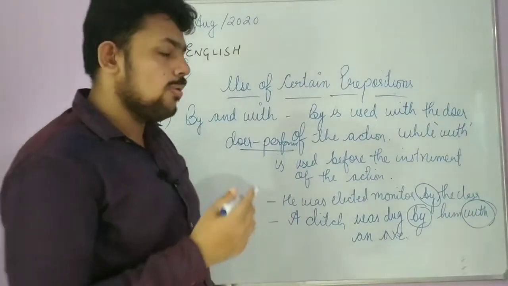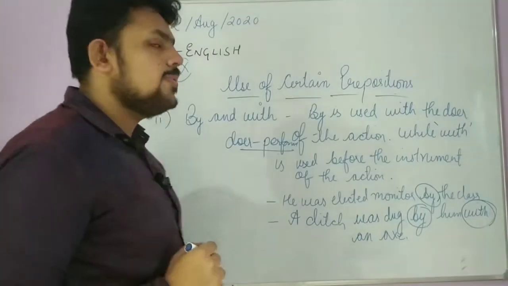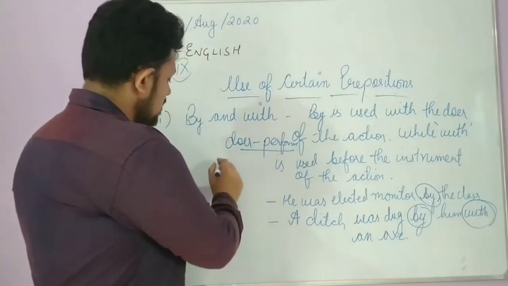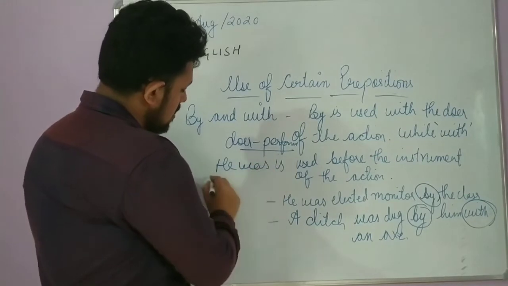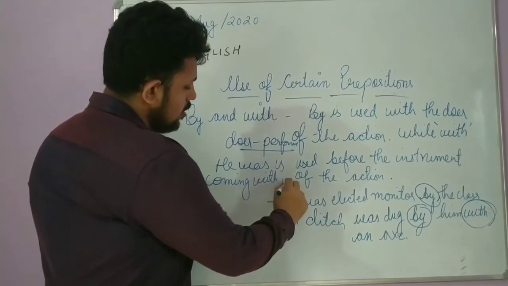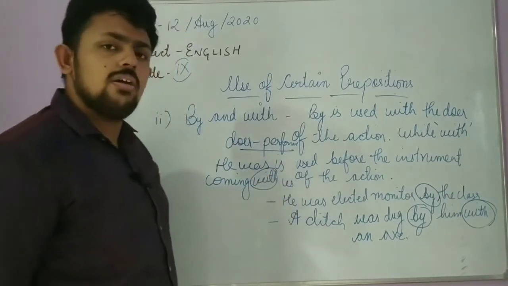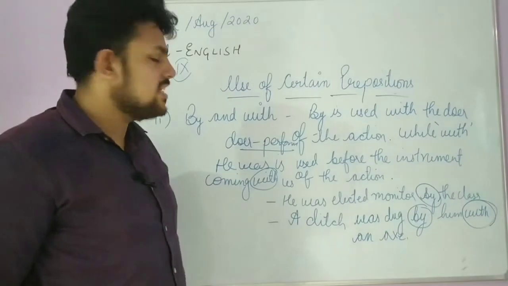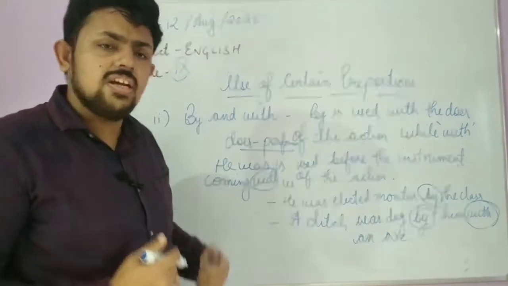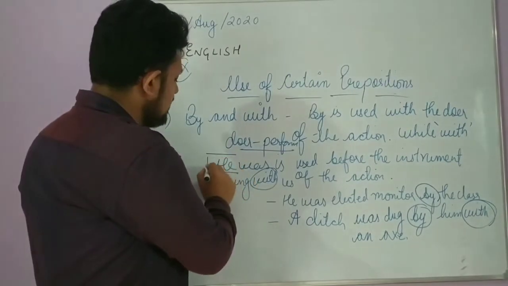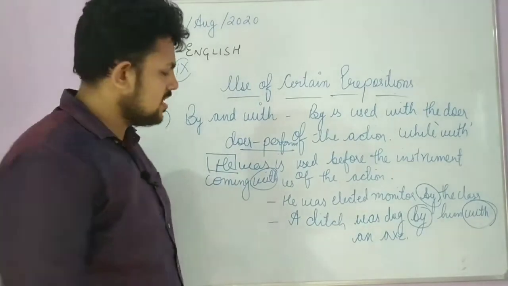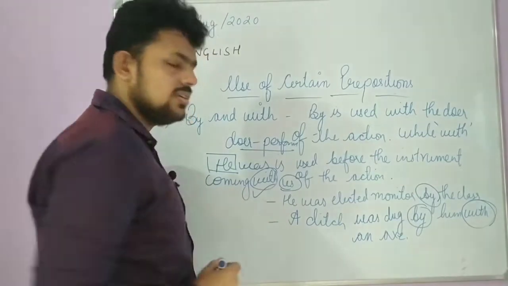So here the object is the axe, but in case we say that he was coming with us. See, he was coming with us. So here by us will not be here because he is not performing the action, but we are receiving it. He is the one who is performing the action. So who is on the receiving end? Who is the instrument in the action? Us. So we will put with before it.